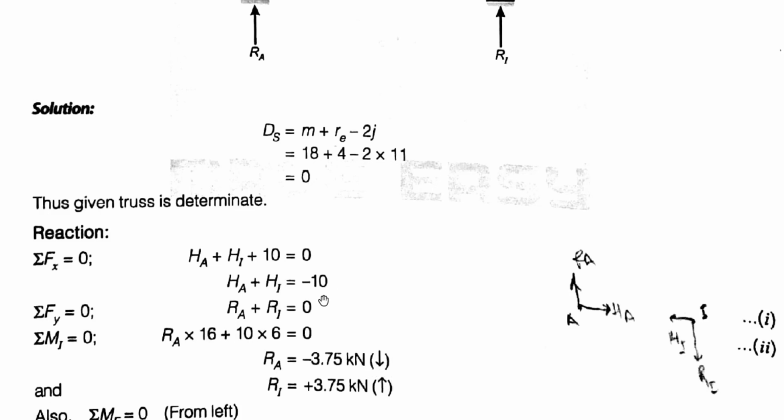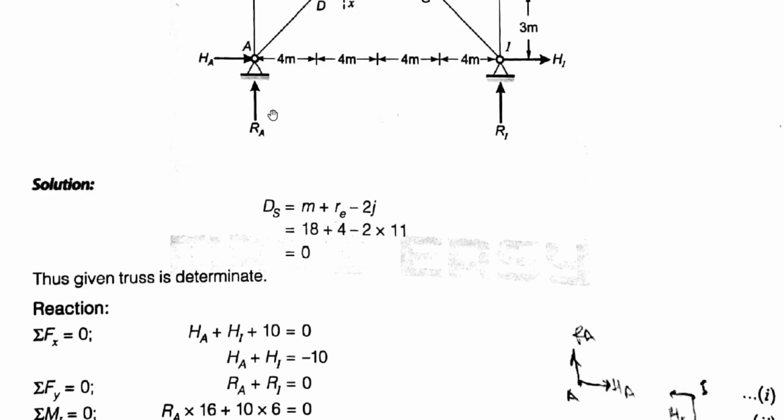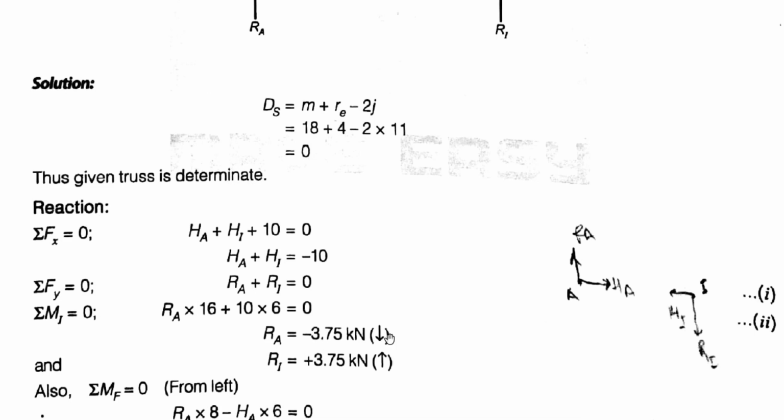As we have considered the RA is in upward direction, and the value is in minus, it is indicating it is in downward direction. Now RA value will be upward 3.75 kilonewton, because we are having the equation RA plus RI is equal to 0. So RI is equal to plus 3.75 kilonewton in upward direction.